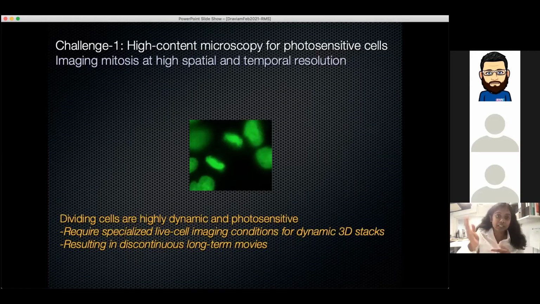So dividing cells, as you just saw, are highly dynamic, and they are highly photosensitive, because when we are trying to image this process, the DNA has gone through condensation, so it's all tightly wrapped up and not really amenable to the DNA repair machinery. So any amount of DNA toxicity that it experiences will either kill the cell right away, and it will just commit apoptosis, or would just not move forward through mitosis in a normal way, giving you basically no meaningful data.